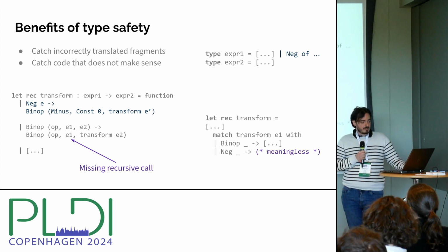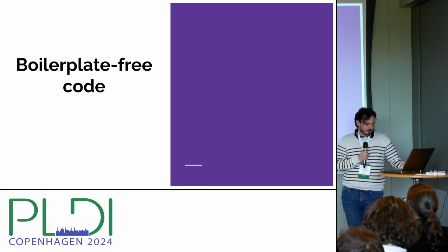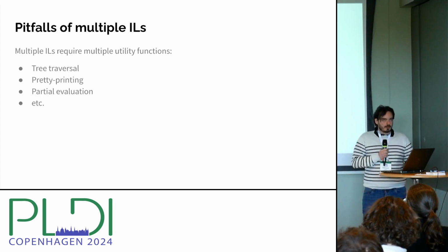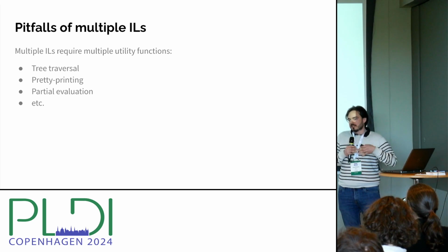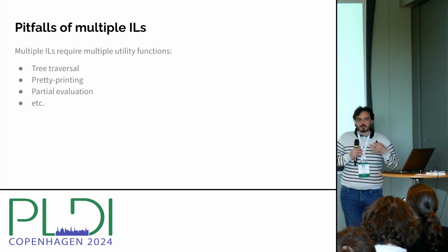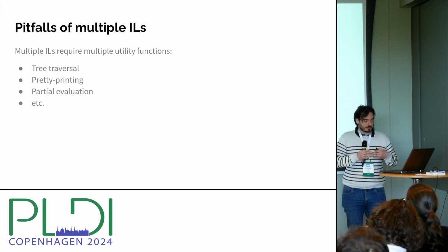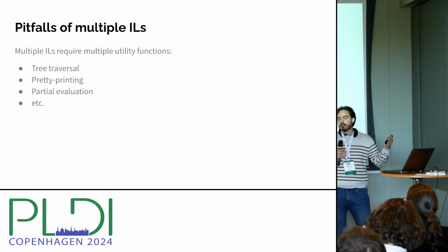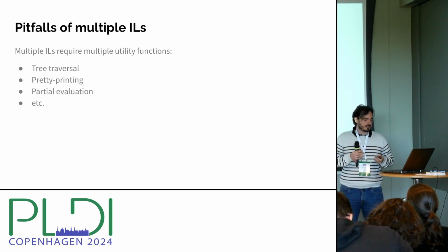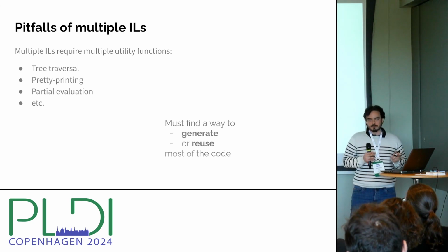So for the last part, boilerplate free code. That's, as I hinted, very important for us because we don't want to copy paste code all over the place. And the main pitfall of having those multiple intermediate languages is the fact that you will have to rewrite your tree traversal. You will have to rewrite the recursive code and so on. If you have a pretty printer for one language, you will need to rewrite it, maybe copy paste a lot of the code to write a new pretty printer for the other language. But we don't want that. We want either to generate or reuse most of the code.